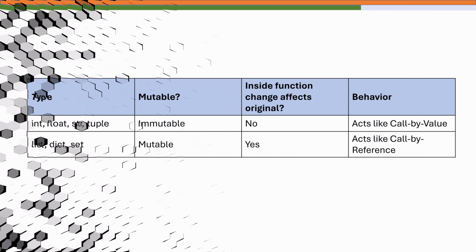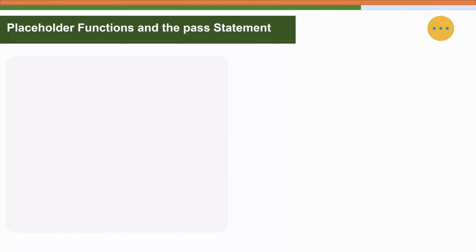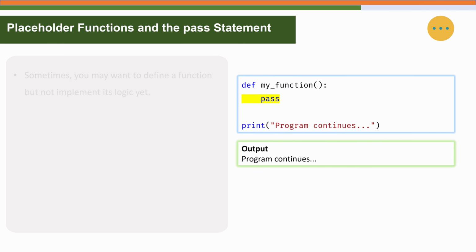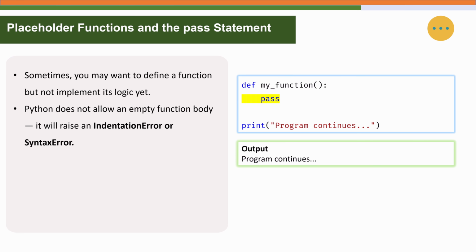In Python, every function must have at least one statement inside its body. But what if you are designing a program structure, defining functions now and planning to fill them later? If you leave a function completely empty, Python will complain with an error because it expects an indented block after the def statement. That's where the pass statement comes in.